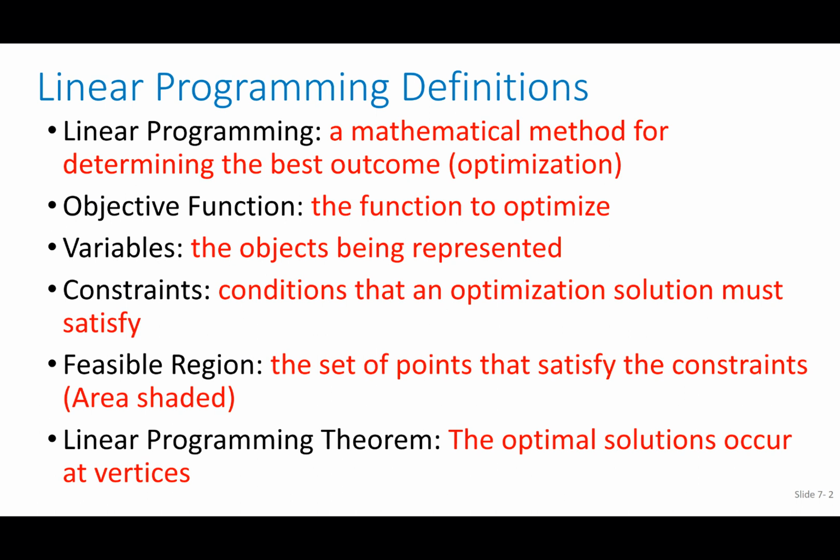So vertices is just plural for vertex points. Vertex points, when we're looking at a shape, if I did this in geometry, occur at the corners, essentially. Okay? And a corner is created when 2 lines intersect. So you have to have 2 lines to have a corner. One of the lines can be represented by the x-axis or the y-axis. The origin is considered a corner if it's part of your feasible region.